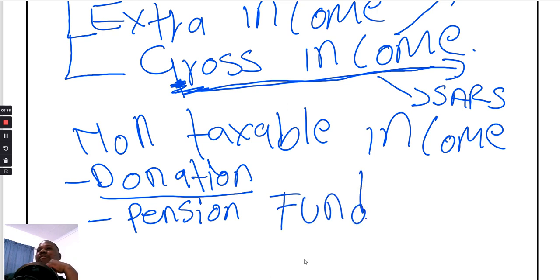Is pension fund. When we talk about the pension fund, remember we're talking about the fund that can be accessed when an employee has reached 60 years and above, and the person now has retired. Okay, now you are retired, you're no longer working. What are you going to depend on? You're going to depend on your pension fund. And how did you gain this pension fund? Is because you have contributed to the pension fund while you were still working.